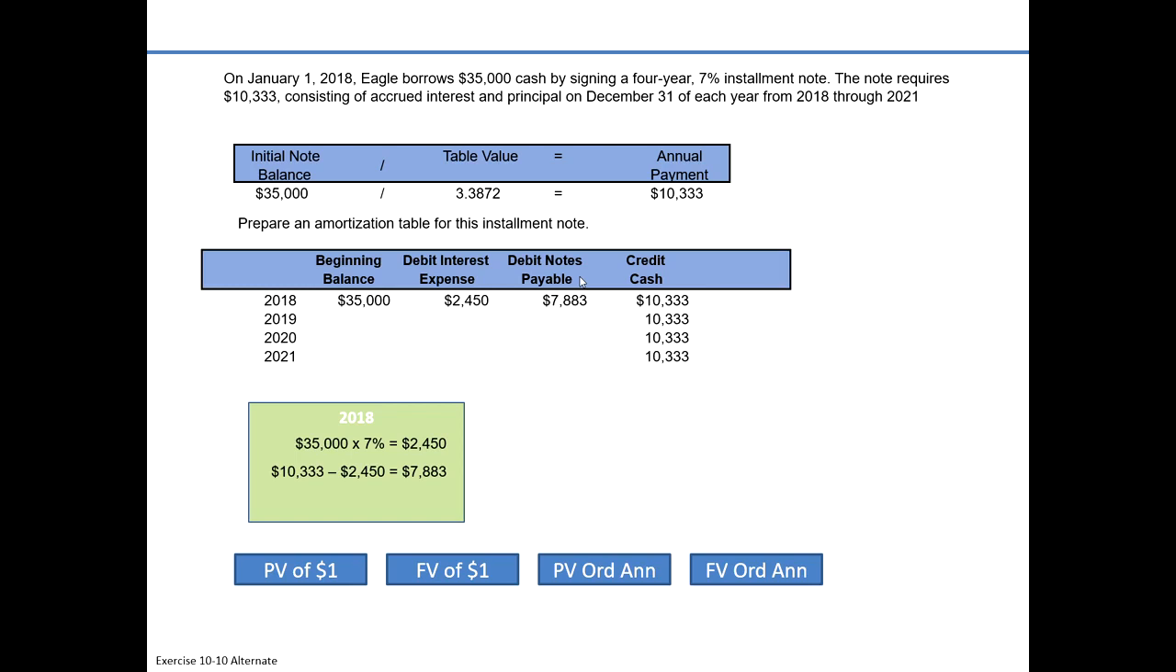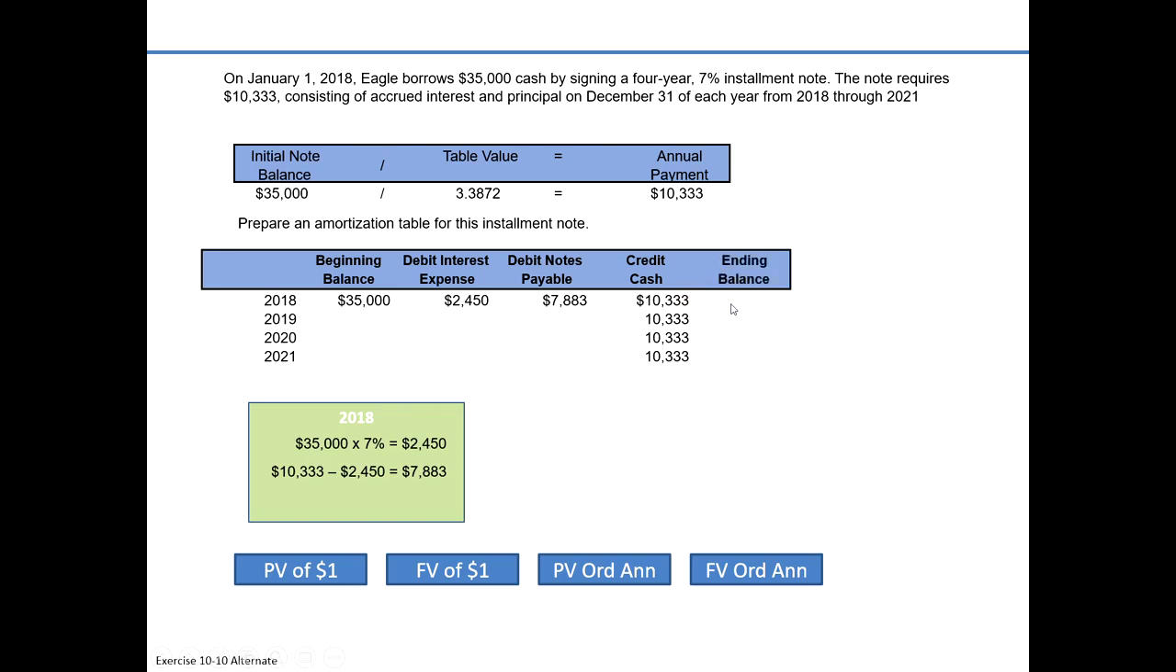Now you notice here I mentioned debiting notes payable. A note is a liability, so when you're creating it, you credit it. When you're paying it down, you're going to debit or decrease notes payable. These both add up to $10,333, and that's what we want, but we get the breakdown of interest versus our principal.